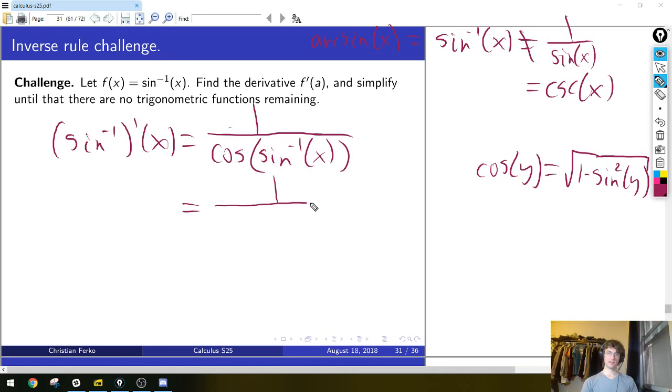So this is going to be the square root of 1 minus sine squared of sine inverse of x? Yeah, we should be careful. This is 1 minus, so it's supposed to be sine squared of y. Here y is sine inverse of x, so as you say, it is indeed sine squared of sine inverse of x. But what's that?